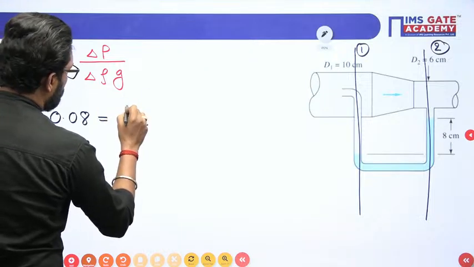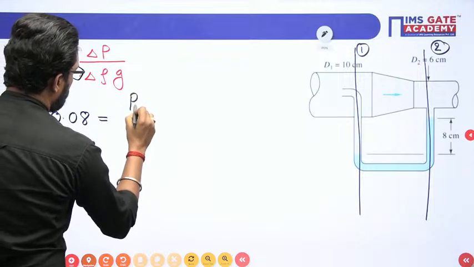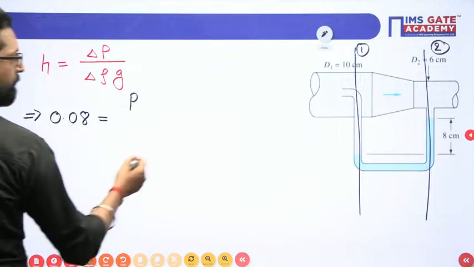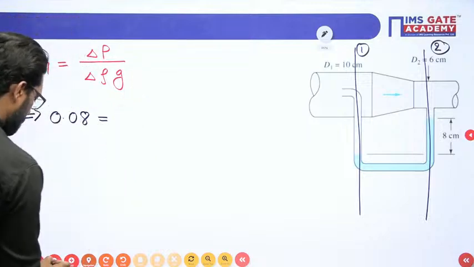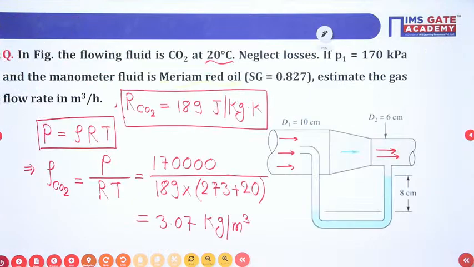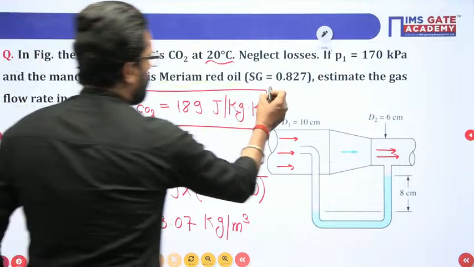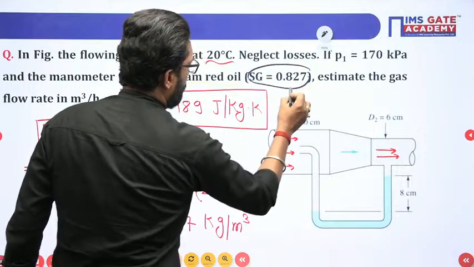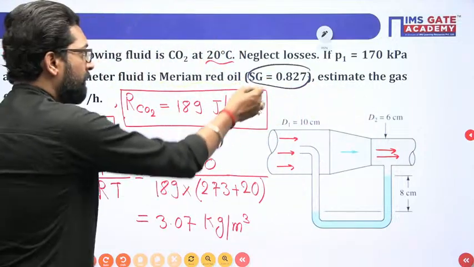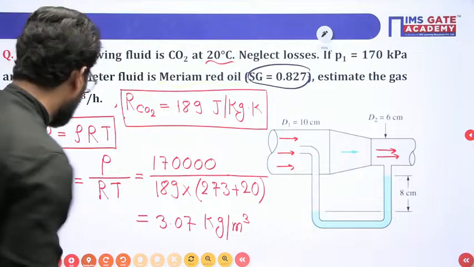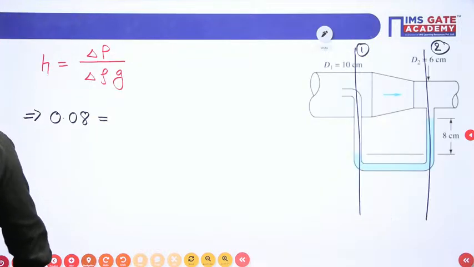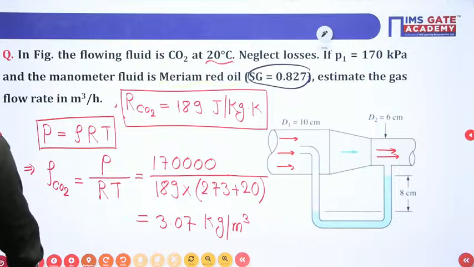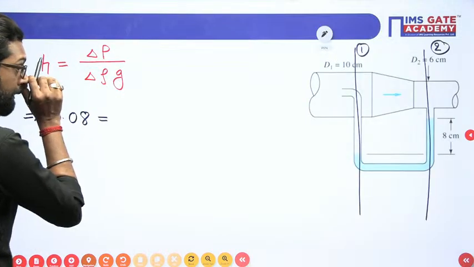Let's suppose P2 minus density of oil higher. What is the density of oil? Density of oil is, if you multiply from the specific gravity by the density of water, you can easily find the density of the oil. So this is your delta P.